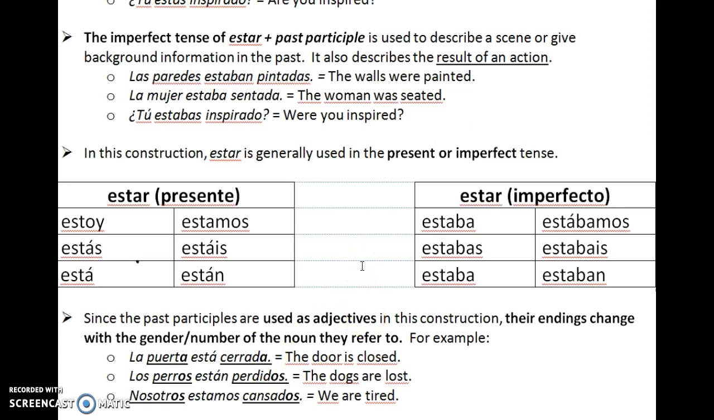Los perros están perdidos. The dogs are lost. We took the verb perder, to lose, and we made it into an adjective, perdidos, to mean lost. Or nosotros estamos cansados. We are tired. Cansarse, the verb to get tired, has now become an adjective, cansado. It is plural because nosotros is more than one person.